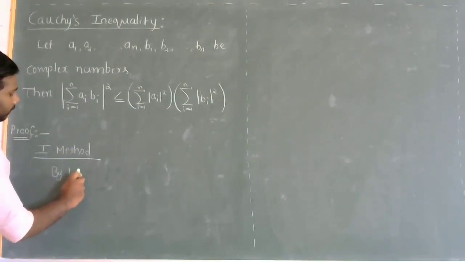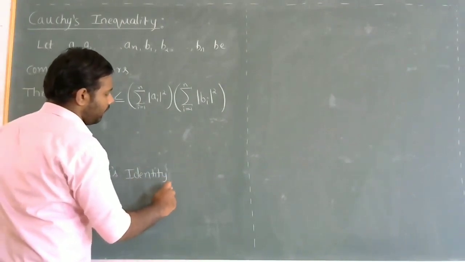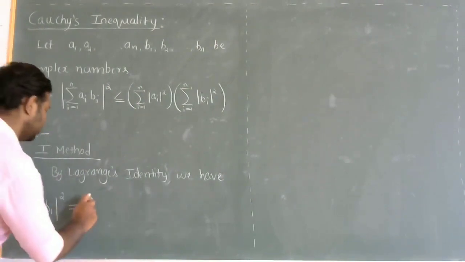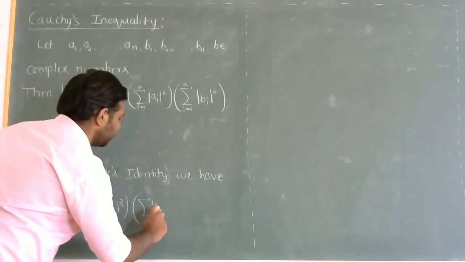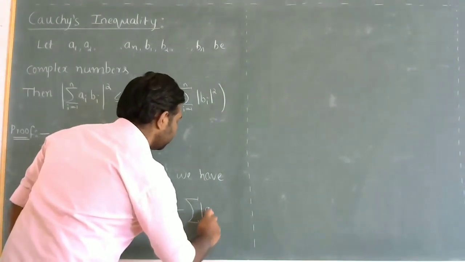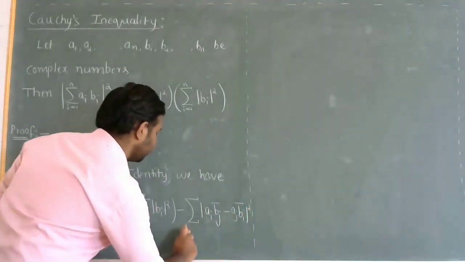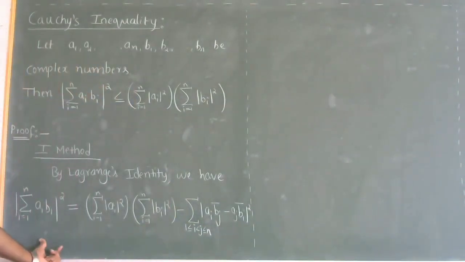So by Lagrange's identity, we have summation ai bi modulus whole square, i running from 1 to n, is equal to summation modulus of ai whole square, i running from 1 to n, into summation modulus bi whole square, i running from 1 to n, minus summation modulus ai bj bar minus aj bi bar modulus whole square, 1 less than or equal to i, less than j, less than or equal to n. This is the Lagrange's identity.